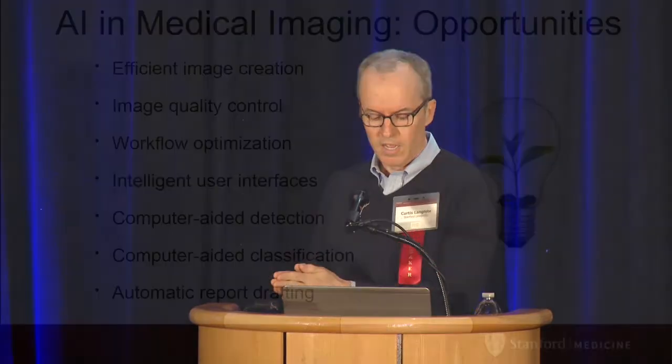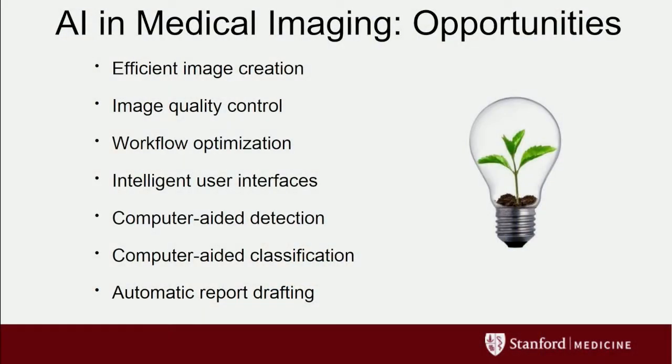So this is an extremely active area right now, typically using UNETs as a method to enhance image reconstruction for MR and a variety of other CT and nuclear medicine. So where is this being applied in medical imaging today? So I just showed you efficient image creation, quality control.